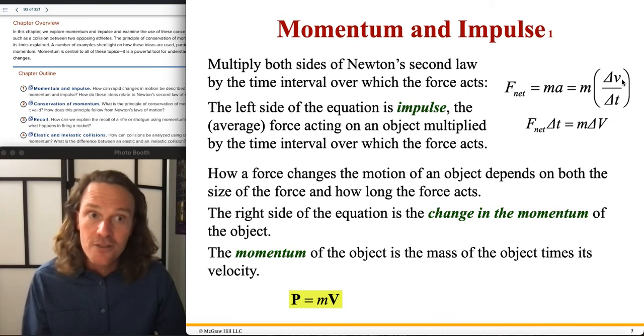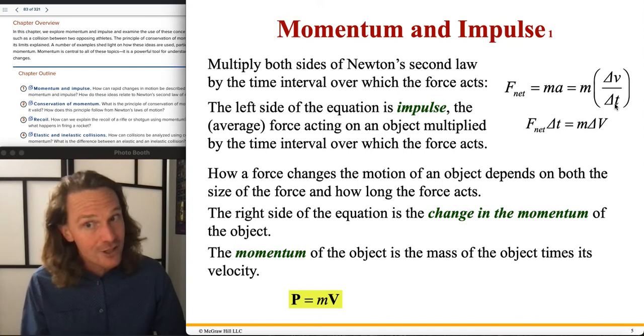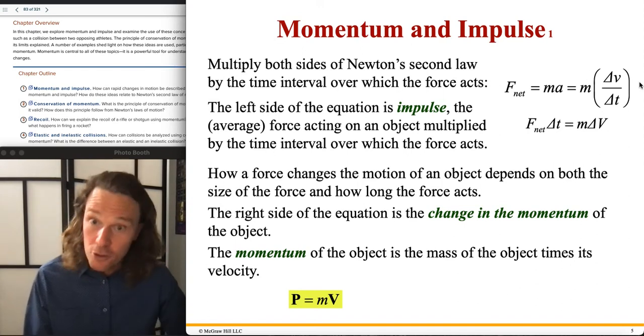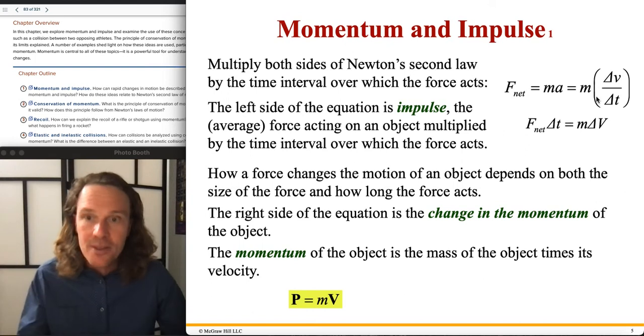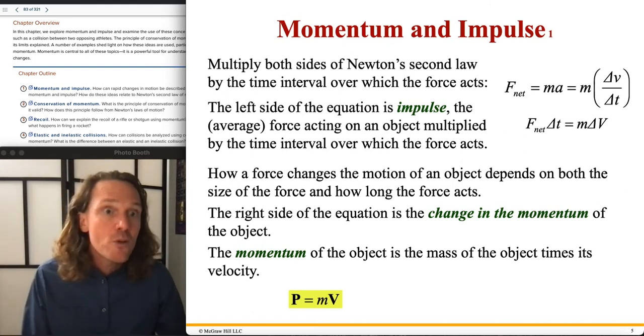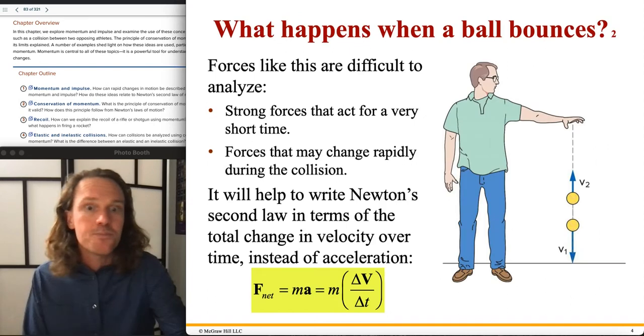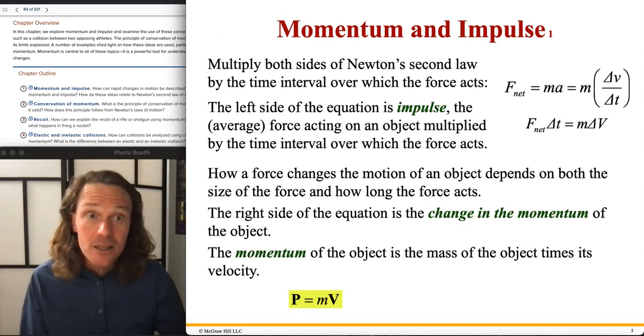Delta V, change in velocity, over delta T, divided by delta T is change in time, okay? Just make sure we're clear on that. All we're doing is what's called rearranging the equation, which is a common thing when you do these types of physical science derivations. So we multiply both sides of the equation by delta T.